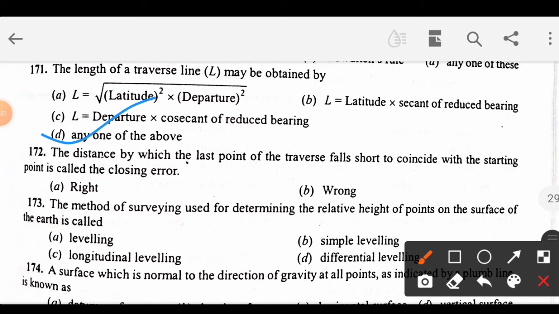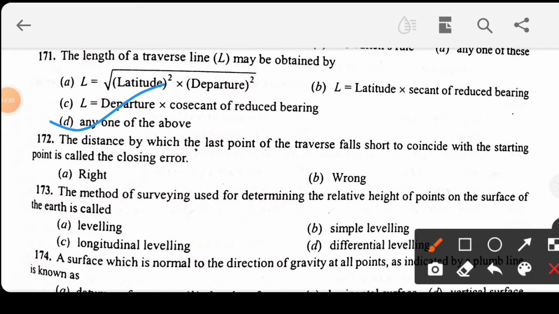The distance by which the last point of the traverse falls short to coincide with the starting point is called the closing error. It is correct.